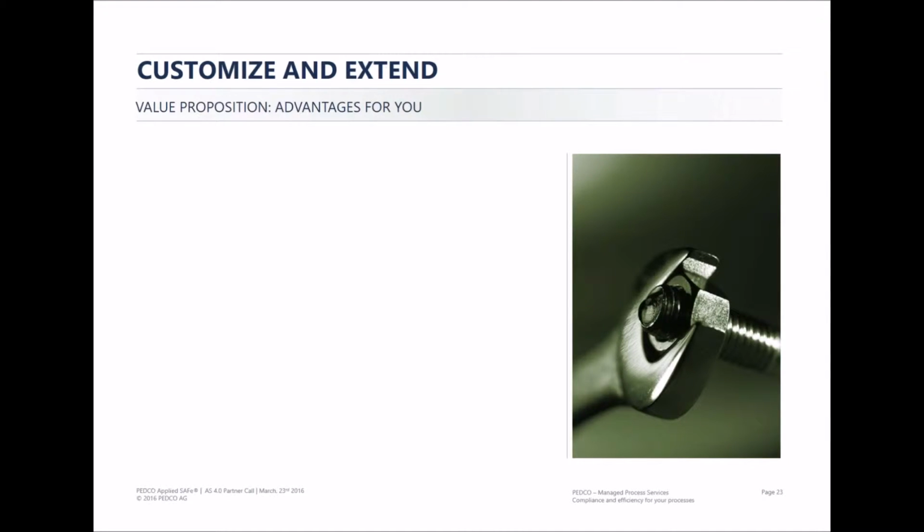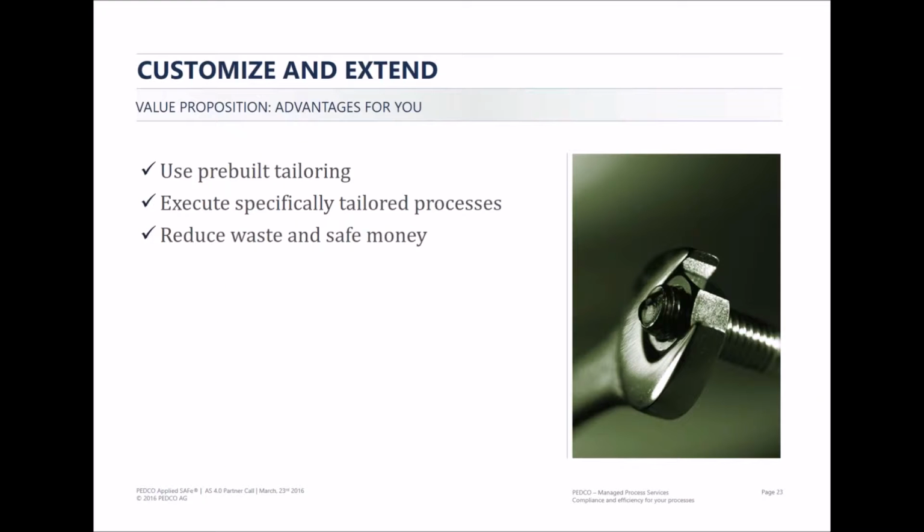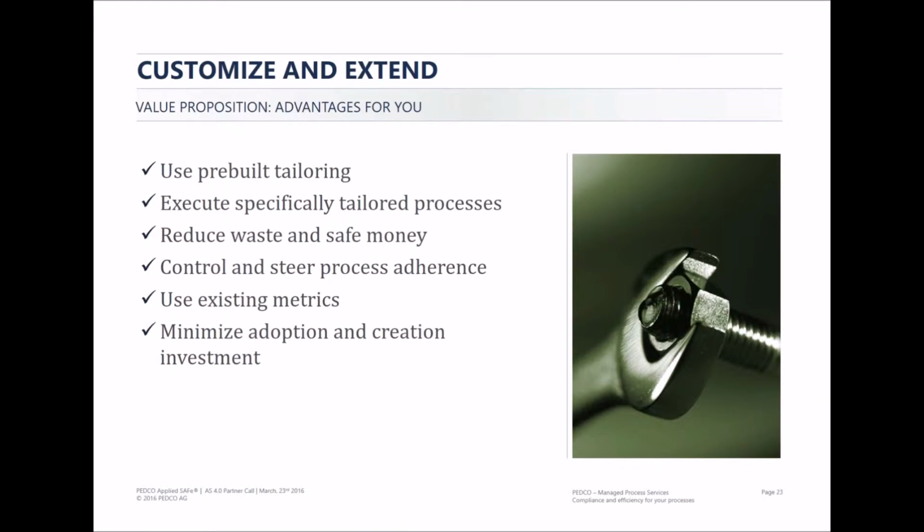The second pillar we would like to address is about tailoring, customization, and extension of Applied SAFe. What customers usually can do is use the pre-built tailoring, and you can execute those tailored processes in their own instance, so you can run variations on the various levels, which allows you, in the end, to reduce waste and save money. And with that, you can control and steer the process adherence using existing metrics.